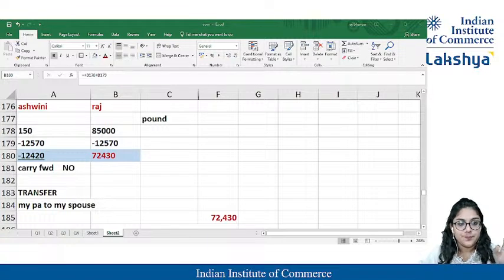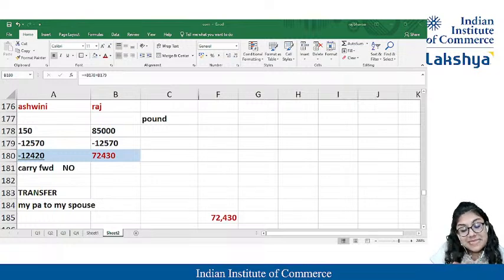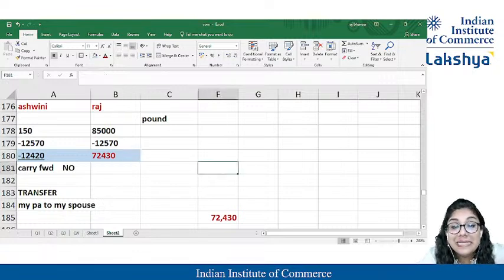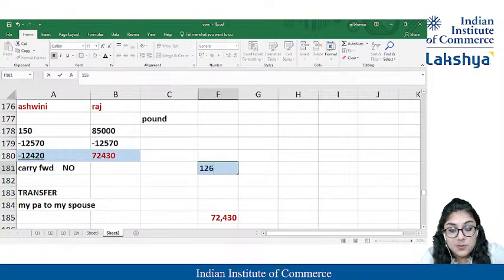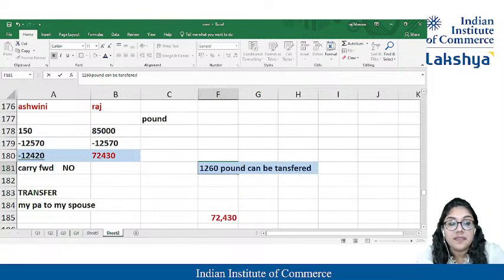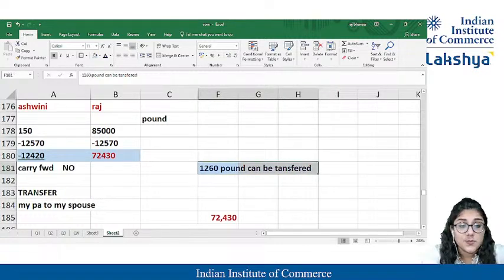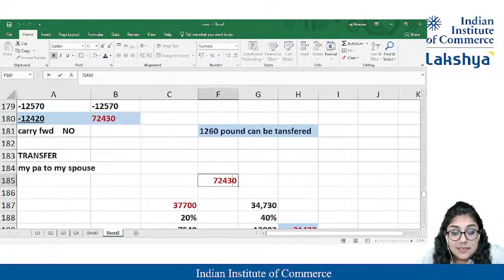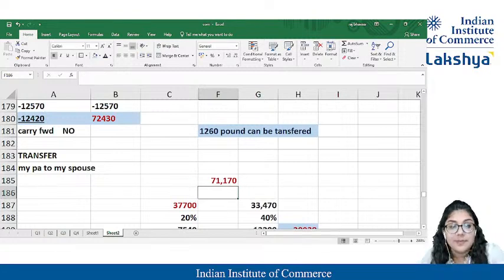So you can transfer. But what is the maximum amount that Ashwini can transfer is 1260 pounds only. Yes, guys, very less. But then again, you need to know it's only 1260 pounds can be transferred, guys. That's all, nothing more. So I cannot transfer like these things. No, I can only transfer this amount. Out of that I can transfer 1260.